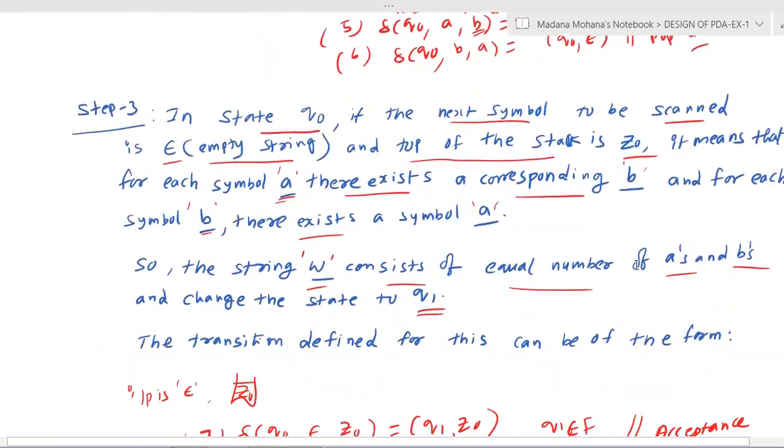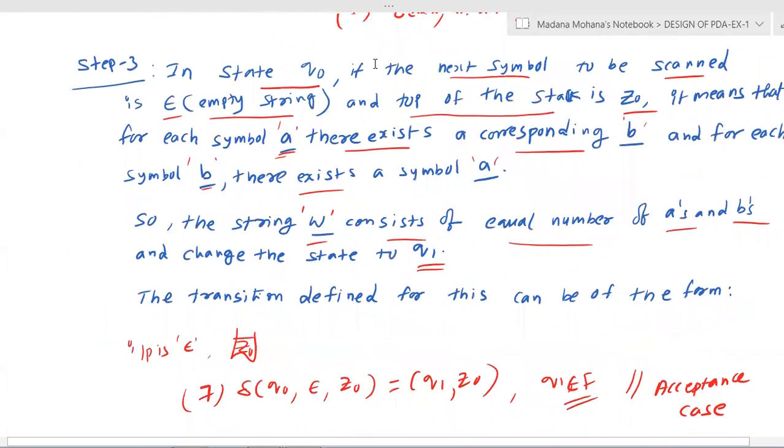So finally, the machine is in state Q naught. The next input symbol to be scanned is empty, that is null, and the top of the stack is Z naught. It means that for each symbol A there exists a corresponding symbol B, and for each symbol B there exists a corresponding symbol A. So finally, the string W consists of an equal number of A's and B's, and we change the state to Q1. Now this Q1 is called the accepting or final state.